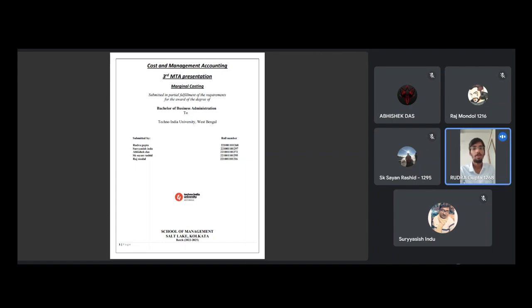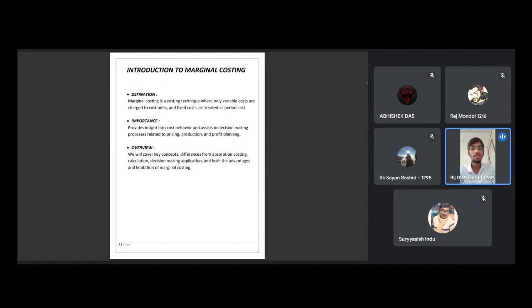Today, along with my group members, we will be discussing the concept of marginal costing. Our presentation will cover its definition, importance, key concept, a comparison with absorption costing, calculation methods, and its application in decision making. We will also highlight the advantages and limitations of marginal costing. Now let's start with the definition.